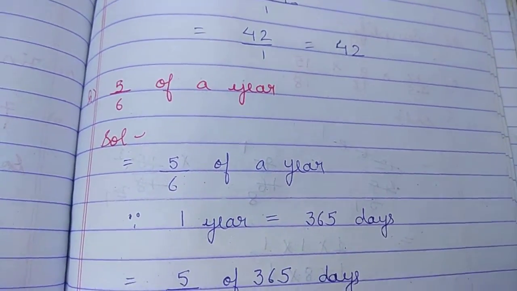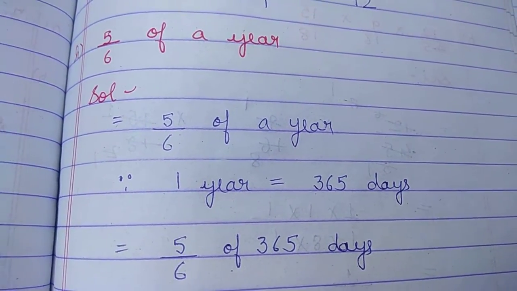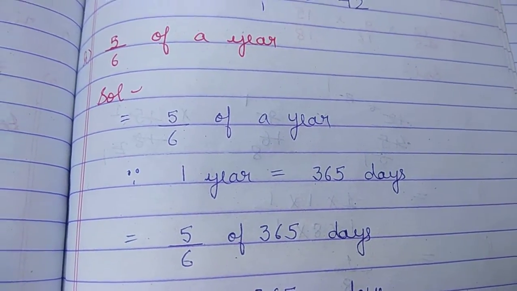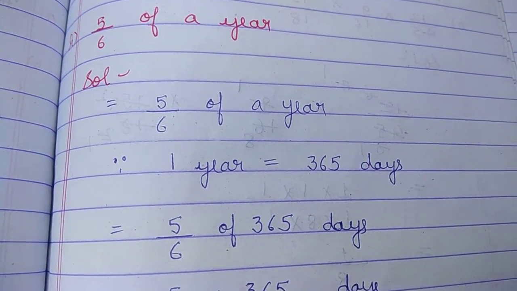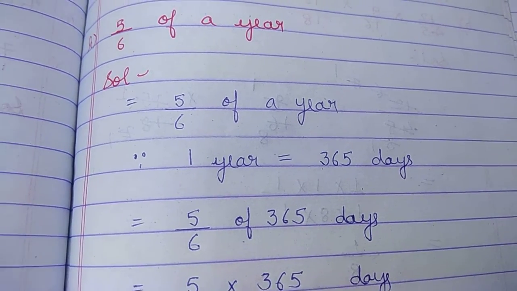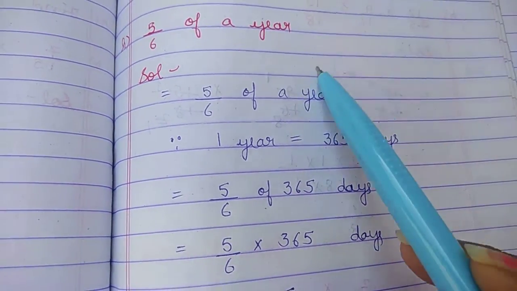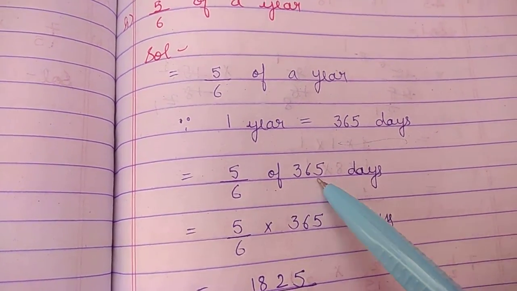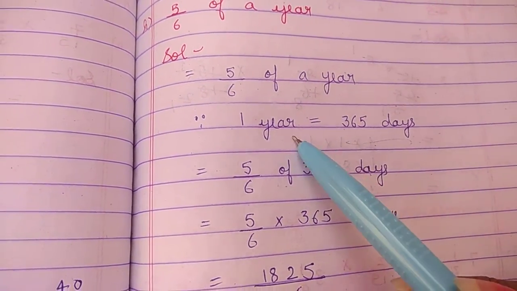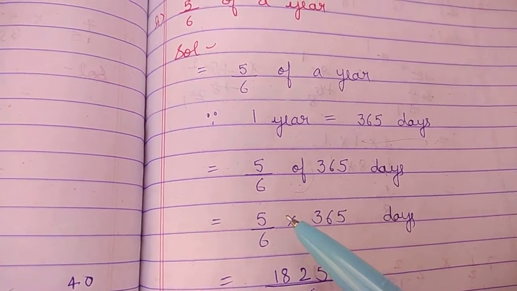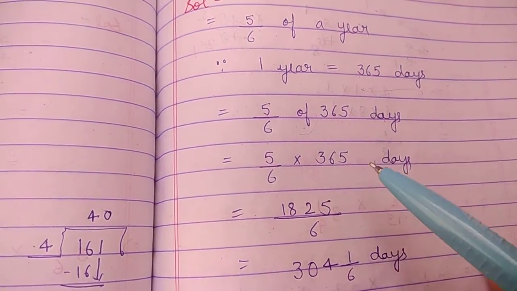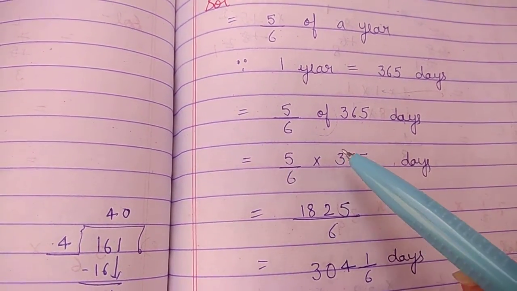Next is 5 upon 6 of a year. So just copy down the question. Now 1 year is equal to how many days? 365. So in place of a year we can also write 365 days. So 5 upon 6 of 365 days. Now change the sign of of. So that will be 5 upon 6 multiplied by 365 days. Nothing can be cancelled out. So just multiply 5 and 365.